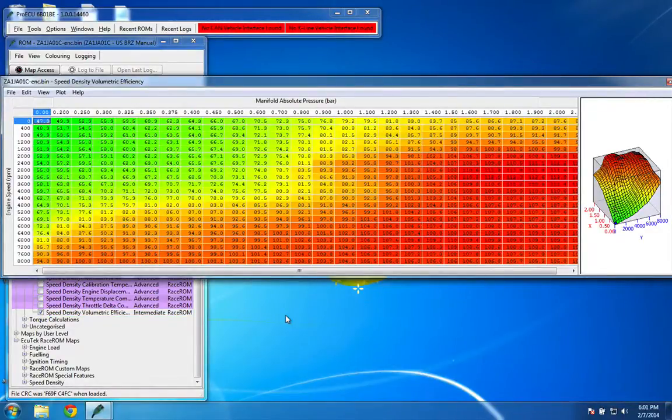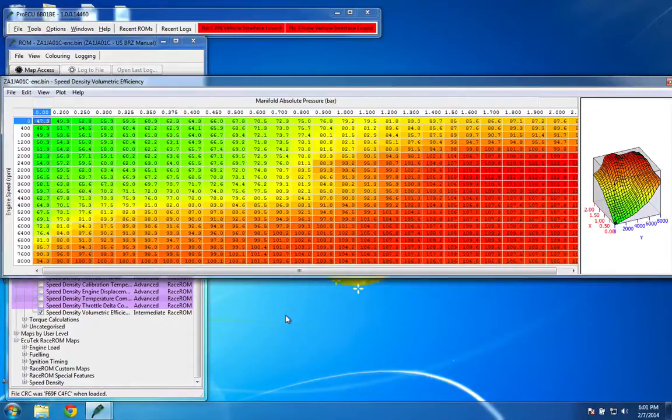This is the speed density equivalent of what you just saw with the MAF scaling table, and it's called a VE map, or volumetric efficiency map. Just to give you a quick primer, the way speed density works is it doesn't measure the airflow directly or attempt to estimate it with a sensor. Instead, it says that if you know the pressure of the air, the speed that it's moving, its temperature, and you have an estimation of the volumetric efficiency of the motor, then you can make an estimation as to what the load is.